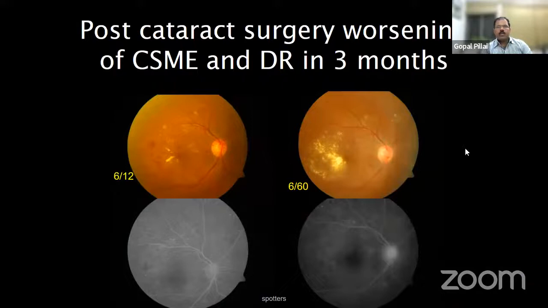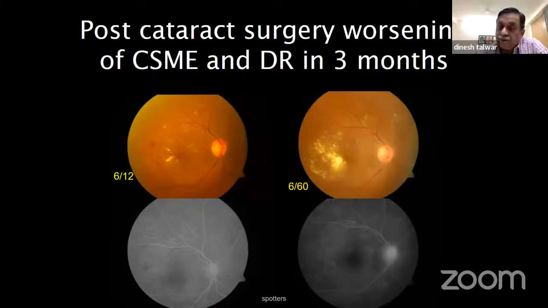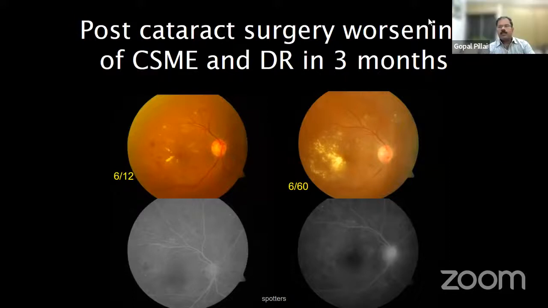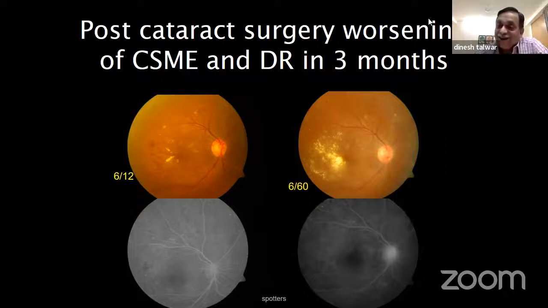Okay, sir. So this is a case of post-cataract surgery. There's one situation you didn't discuss, which was the more tricky one. Which one was it, sir? The one which you actually showed: no macular edema and cataract.